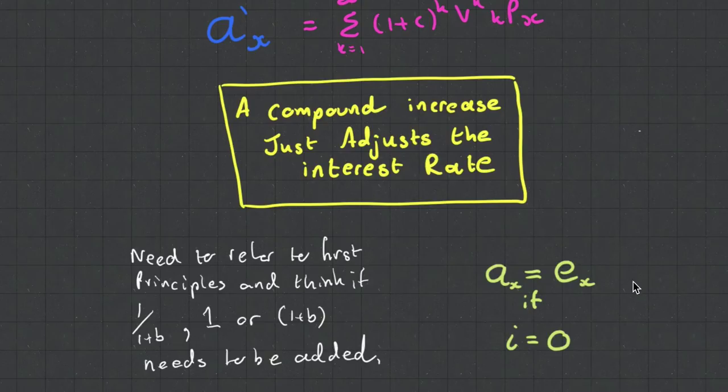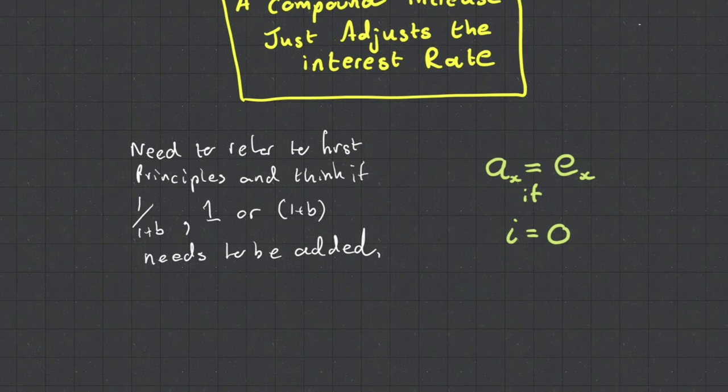And then a little extra information, which we'll see in the examples below, is that if our interest rate is 0, our annuity value becomes the expected lifetime. So let's go into some examples.